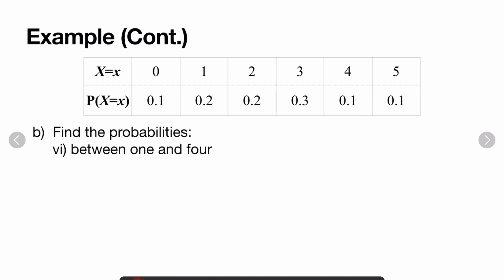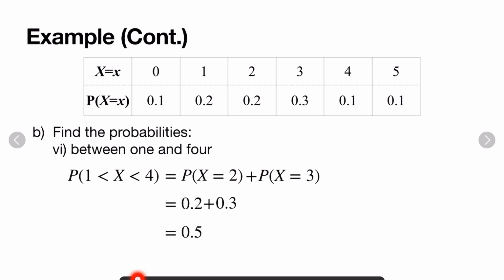Okay, between 1 and 4, you're going to exclude 1 and exclude 4. What is between it? Nombor apa yang berada di antara 1 dan 4? 2 dan 3. Very good. Sum up all the probabilities, the associated probability of x equals to 2 and x equals to 3, you're going to get 0.5.